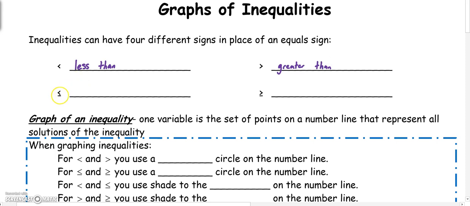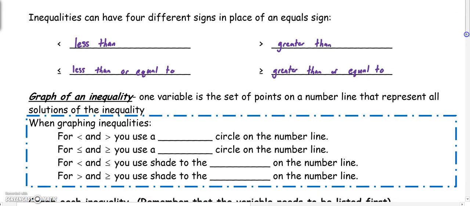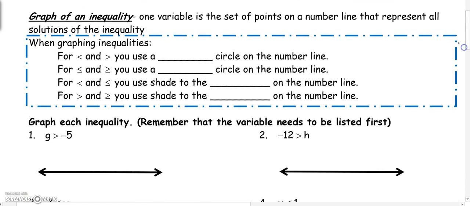Then we have the same signs with a bar underneath it. The bar underneath it means that it's a less than or equal to. And then the other one with the bar underneath it would be a greater than or equal to. So we can use these signs to graph an inequality on the number line. When we graph an inequality, one variable is set to the 2 points on a number line that represent all the solutions of an inequality.